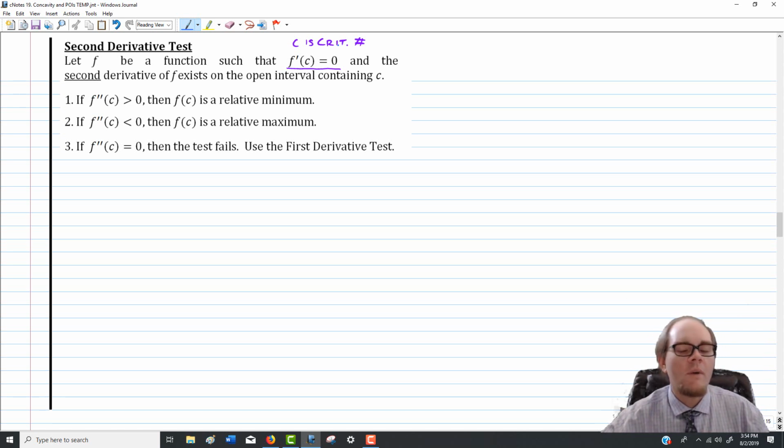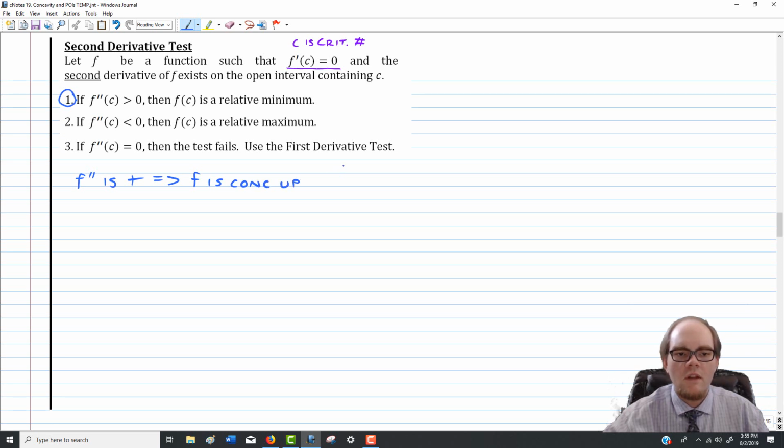So we know we're at a critical number, so we know we're at a place where the derivative is equal to 0. So there's a horizontal tangent at each of these places, and we're trying to use the second derivative test to somehow clarify whether or not that corresponds to a high point or a low point, or neither possibly. So let's start here. We know that we've got a critical number, and then it says that f double prime of c is greater than 0, which means f double prime of c is positive. Well, if f double prime of c is positive, then that means that f is concave up.